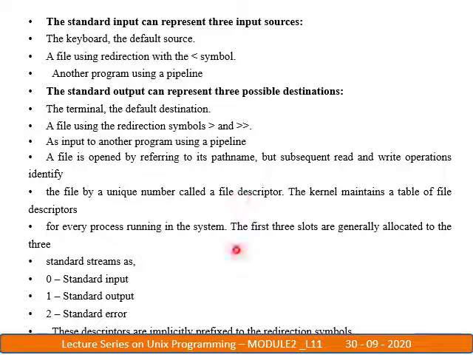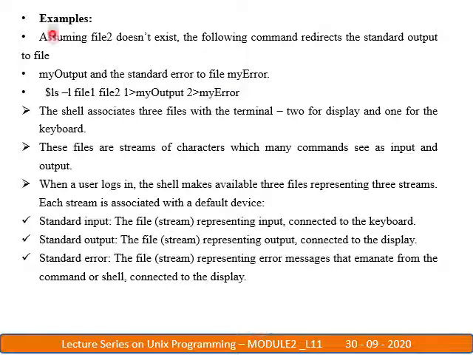A file is opened by referring to its path name, but subsequent read and write operations are identified by a unique file descriptor, and the kernel maintains a table of all those files. These file descriptors we have already discussed for standard input, output, and error, and these are implicitly prefixed to the redirection symbols. This is another example. Assuming that file 2 doesn't exist, the following command redirects the standard output to the file my output and the standard error to my error. So with ls -l file 1 file 2, the output will be redirected to my output, and the error will be redirected to my error.